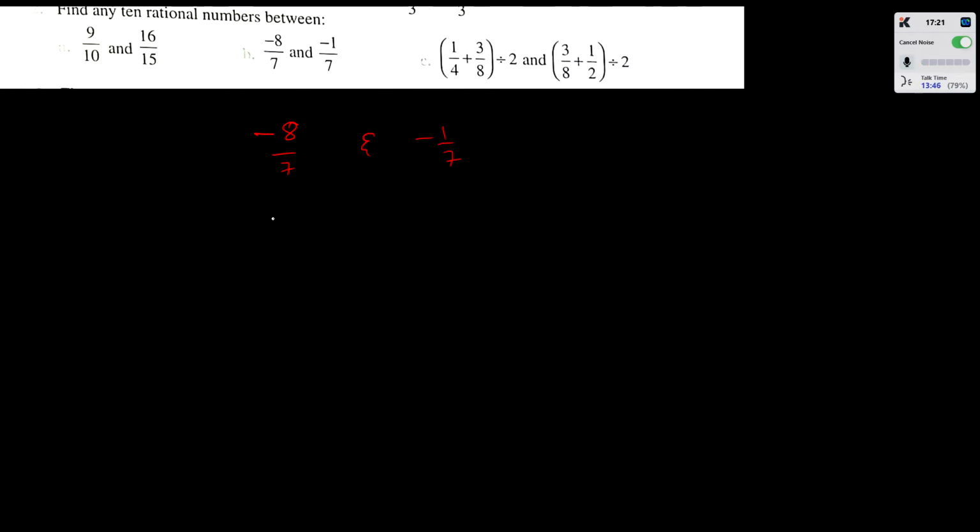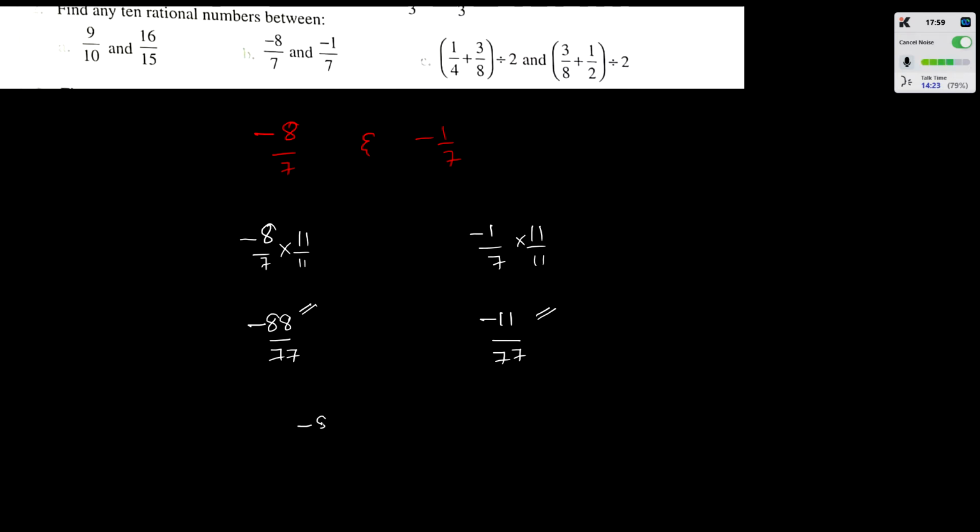Now, since we have to find 10 rational numbers between minus 8 by 7 and minus 1 by 7, we may not get sufficient rational numbers between them. So what we have to do, we know the process. To find 10 rational numbers, we'll multiply by 11 by 11. So minus 8 by 7 into 11 by 11 and minus 1 by 7 into 11 by 11 will give us minus 88 by 77 and minus 11 by 77. So between minus 88 by 77 and minus 11 by 77, we'll get a lot of numbers.